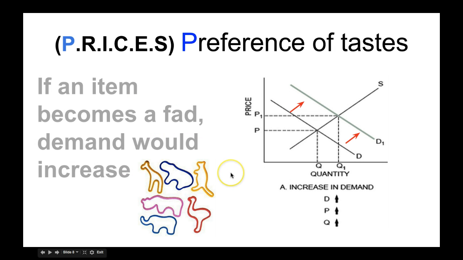So the first one, the first P in PRICES, stands for preference or tastes. What that means is that if an item were to become popular or a fad, or people in general in the economy have a higher demand for a product, then the demand would increase. And so over here on the right hand side, there's a drawing of an increase. If you see an increase in that particular product, it would then shift to the right.